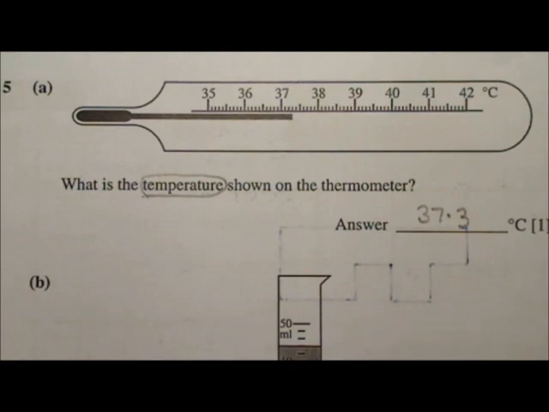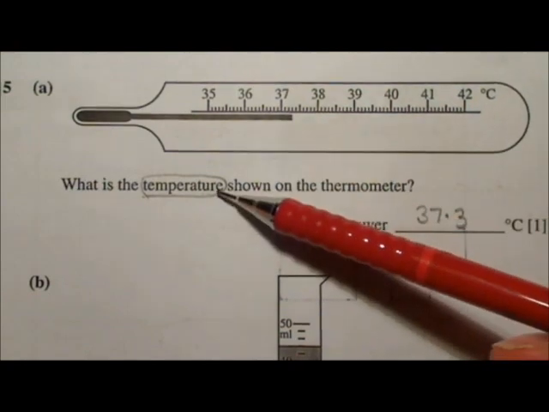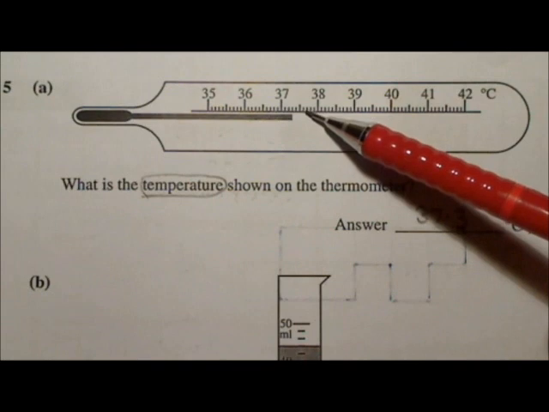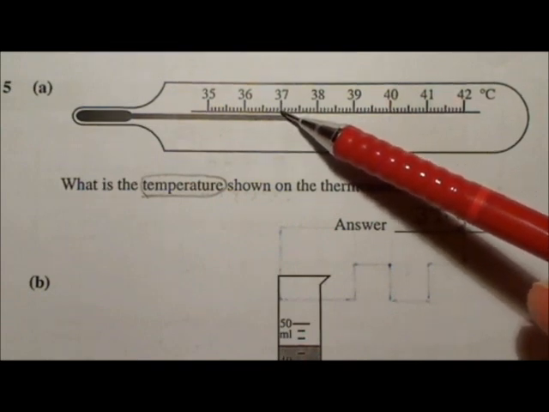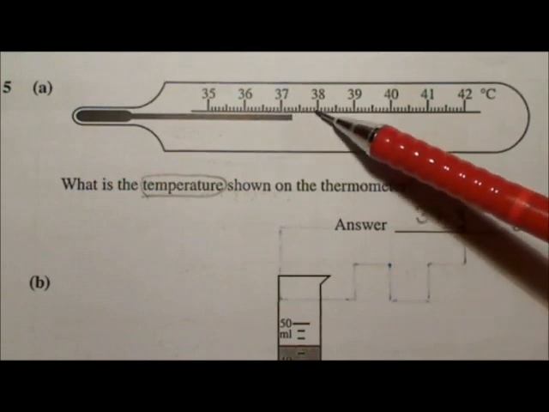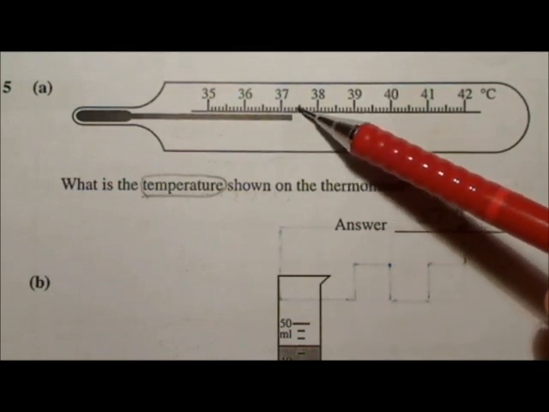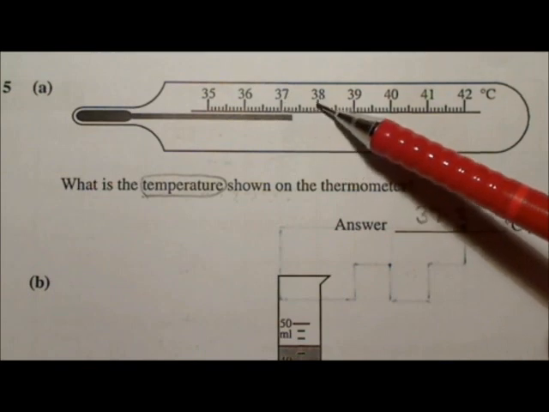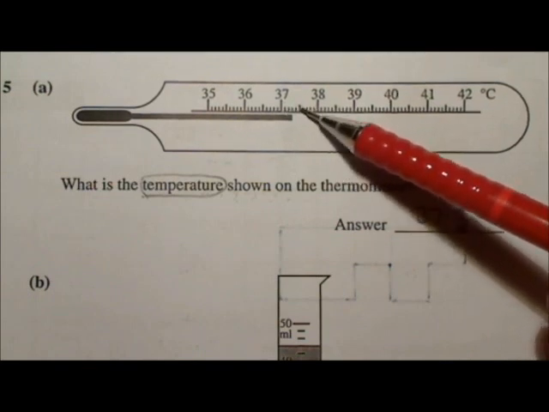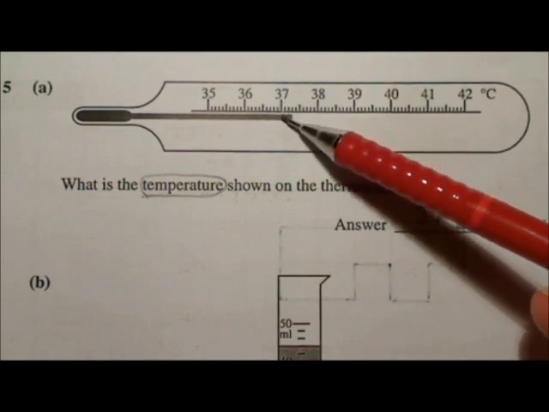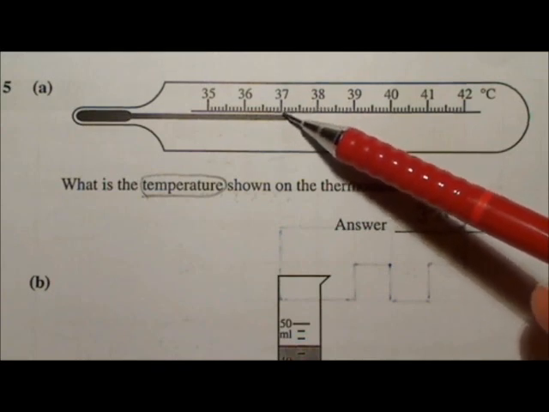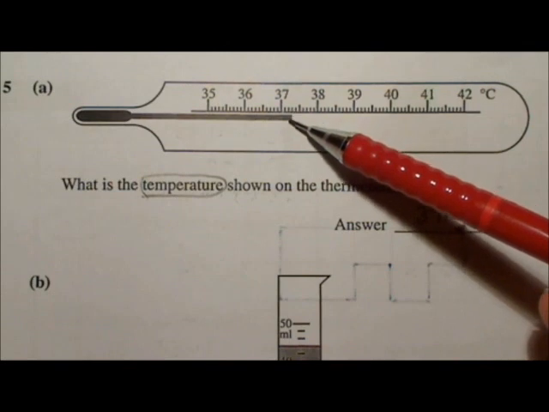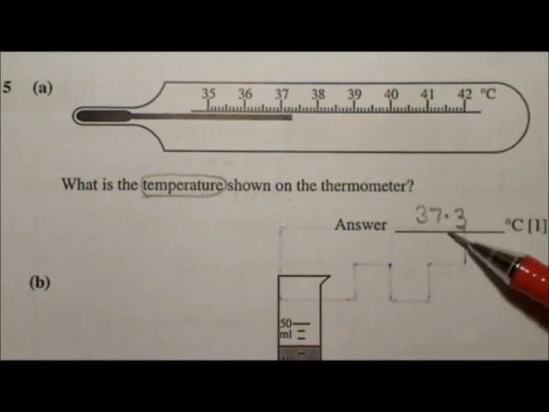Okay, so this is question 5A, and we're asked what's the temperature shown on the thermometer. So first thing you need to check is we've got 37 degrees here, 38 degrees here. So how many divisions are there between 37 and 38? There's 10 small divisions, so that means each one of those divisions is going to be 0.1. So we've got 37.1, 37.2, 37.3, and the answer is 37.3.